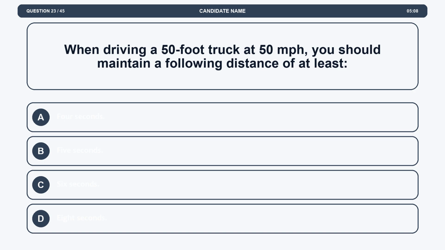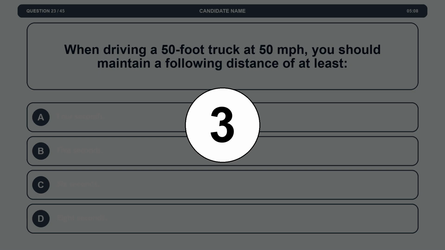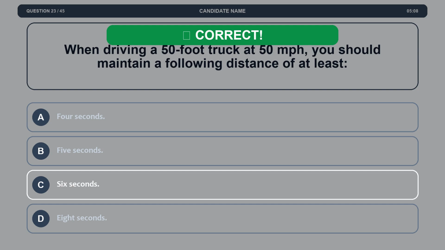Question 23. When driving a 50-foot truck at 50 miles per hour, you should maintain a following distance of at least. Option A, 4 seconds. Option B, 5 seconds. Option C, 6 seconds. Option D, 8 seconds. The correct answer is option C, 6 seconds.